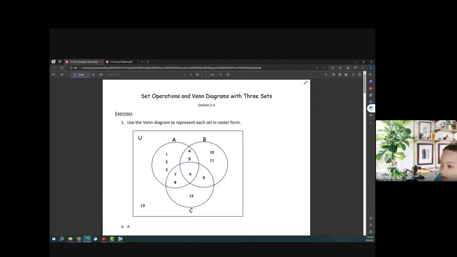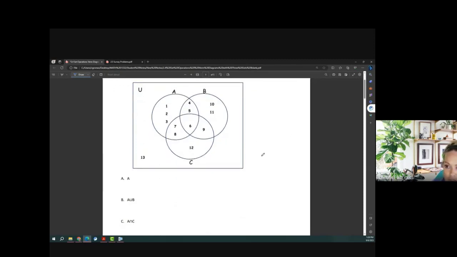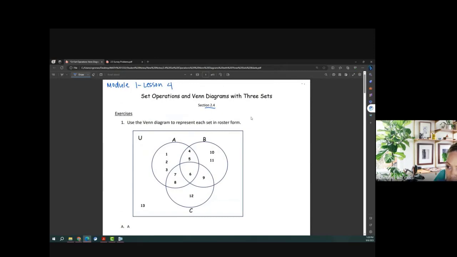All right, let's go ahead and get started. Today we are going to do the last lesson of Module 1. So this is going to be Module 1, Lesson 4, and we actually have two sections from the book, which is 2.4 and then 2.5. So we are continuing on and we are building on what we have already learned from the previous lesson. So I'm going to do a little review.